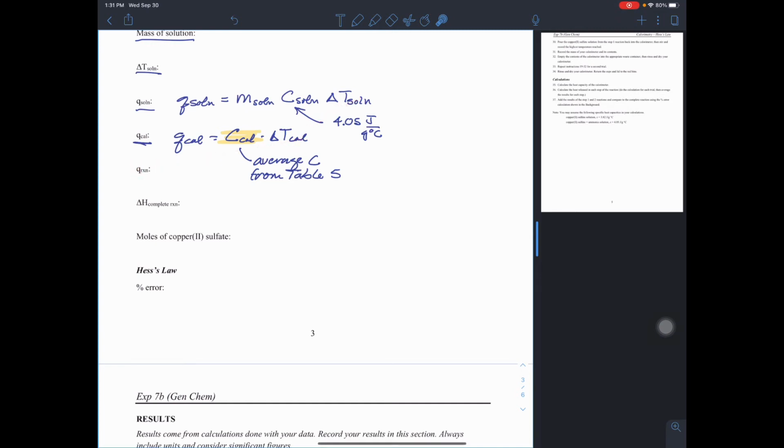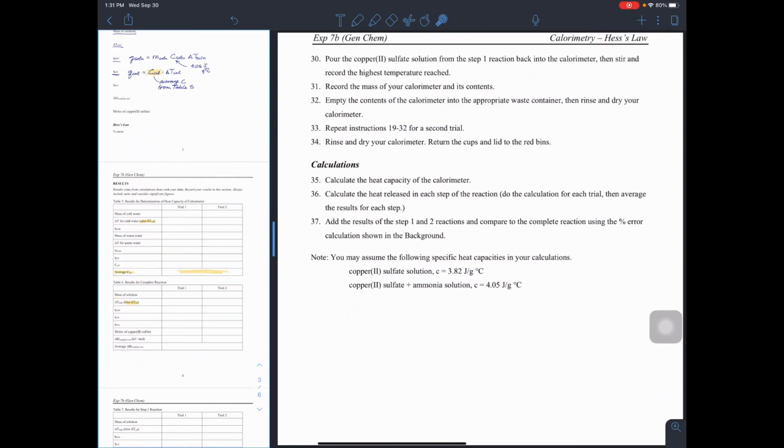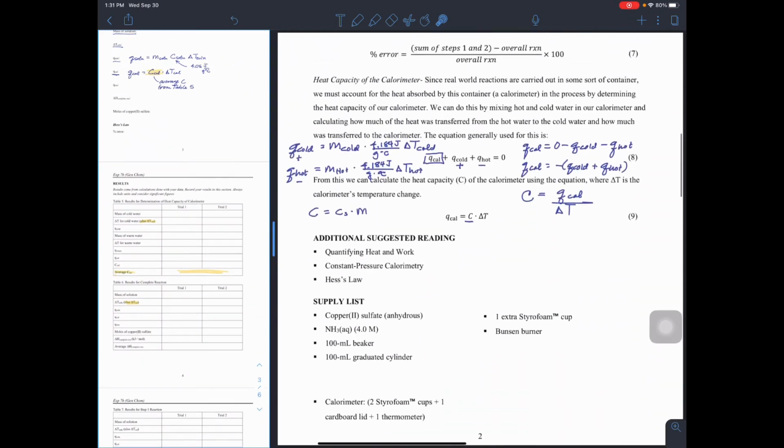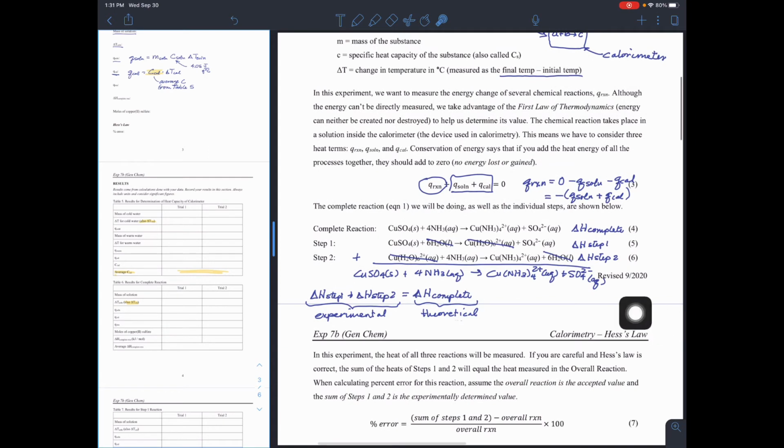Q reaction. So this is the thing that we're actually wanting to measure, but we can't measure it directly. So all of the energy that went into the solution and to the calorimeter had to come from somewhere. It came from the reaction. And just referring back to the introduction here, Q reaction plus Q solution plus Qcal equals 0. So Q reaction, we're going to take Q solution and Qcal, add them together, and change the sign.